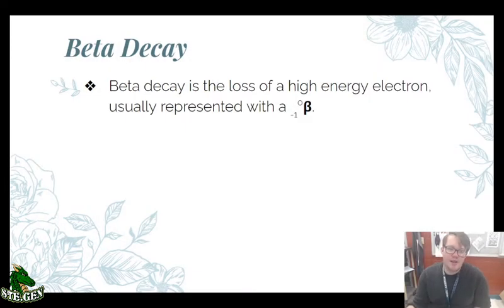The second type is beta decay. Beta decay is the loss of a high-energy electron. It's usually represented with a -1 on the bottom and a 0 on top. Now, that probably seems really weird. What's really happening in the case of beta decay is that a neutron is splitting apart and ejecting an electron, and that's leaving a proton behind. So the mass will stay the same. It'll lose that negative charge, which shoots off, but you'll increase the atomic number by 1 in that process. This will make more sense when we work out an example.